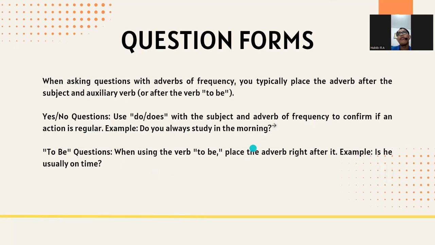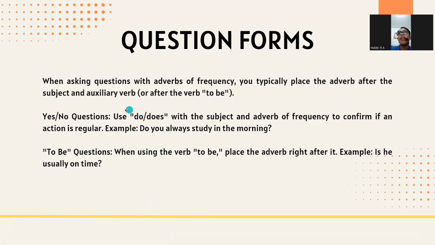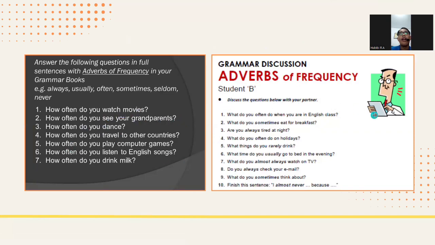And there are also question forms of adverbs of frequency. When asking questions with adverbs of frequency, you typically place the adverb after the subject and auxiliary verb, or after the verb to be. For yes or no questions, use do or does with the subject and adverb of frequency to confirm if an action is regular. Example, do you always study in the morning? For to be questions, when using the verb to be, place the adverb right after it. Example, is he usually on time? Here are some question forms of adverbs of frequency.